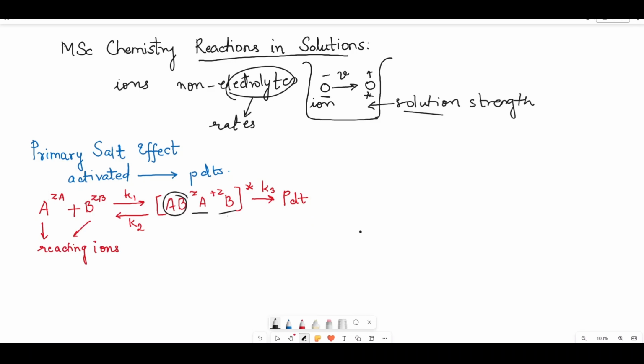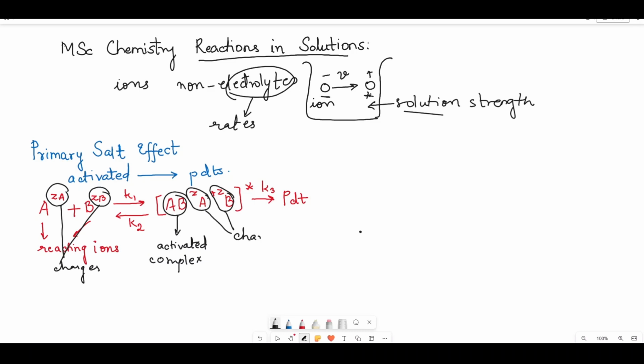AB is the activated complex. ZA plus ZB are the charges of this activated complex. K1, K2 and K3 are the velocity constants.